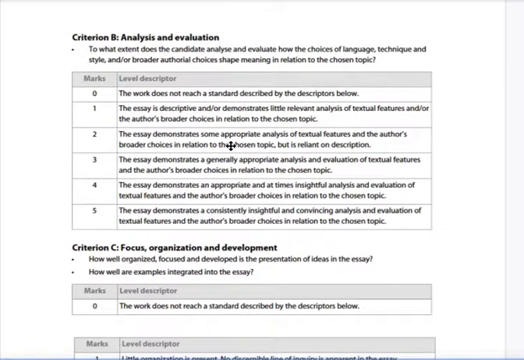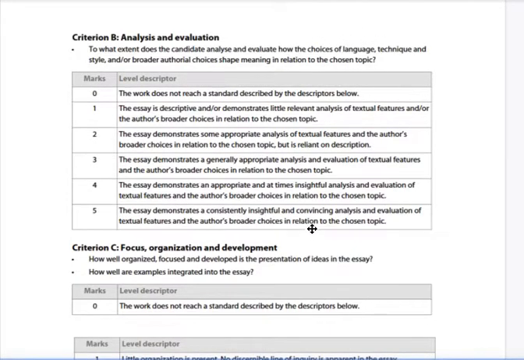Criterion B is the analysis and evaluation. This is where you're analyzing and evaluating the choices of language, technique, and style, and the broader authorial choices that are shaping meaning. The key thing is how all that analysis and evaluation of the text relates to your chosen topic. You get 5 points for taking the stylistic features, the comment about the author's purpose, the film techniques, the graphic novel techniques, the novel structure discussion, and linking that to your chosen topic.